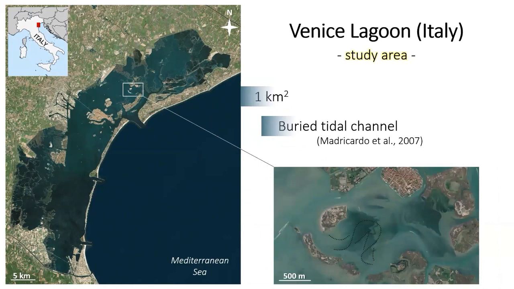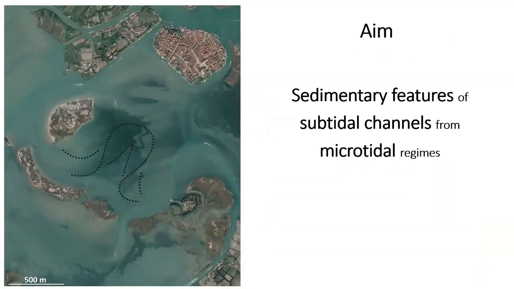And for this reason, we selected an area of about 1 square kilometer in the northern part of the lagoon. And in this area, a previous study identified an approximately buried tidal channel, here expressed with the dashed lines. We selected this area with the main aim to deepen our knowledge about the sedimentary features of microtidal systems, especially subtidal meandering channels.